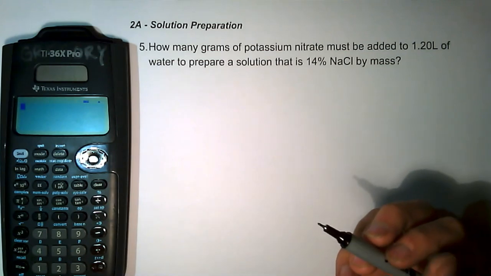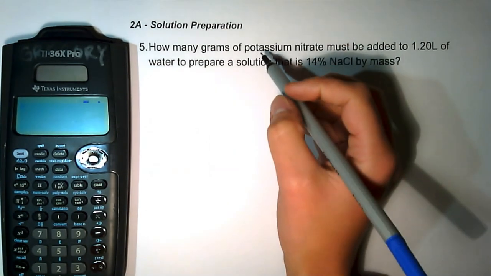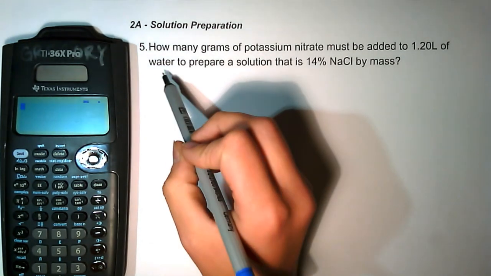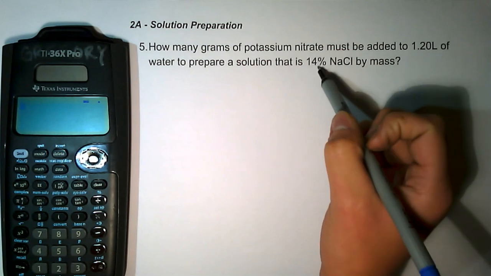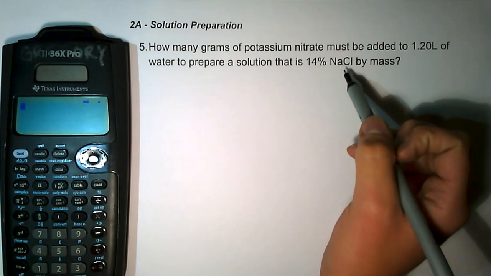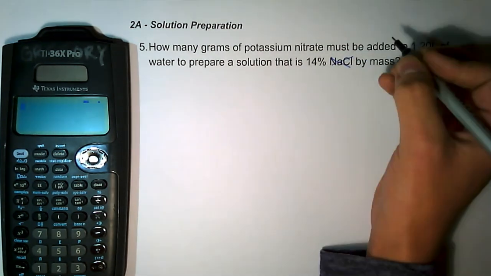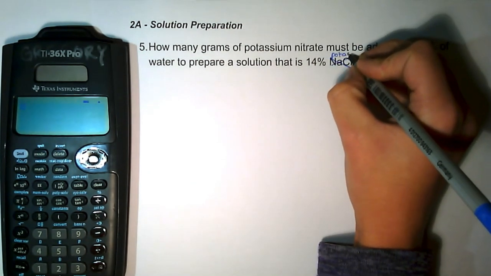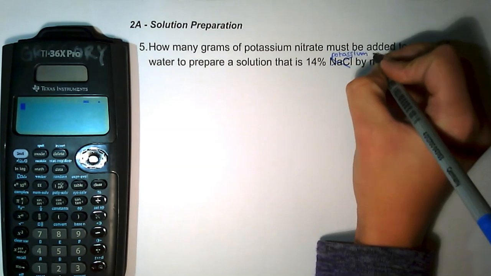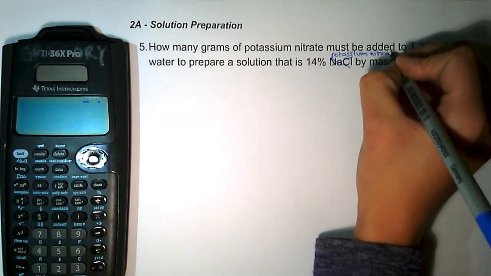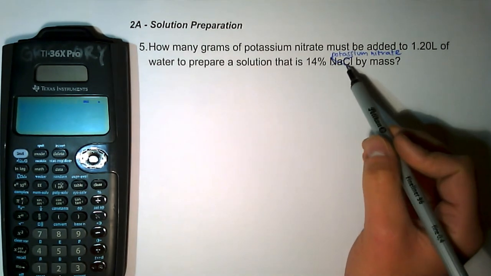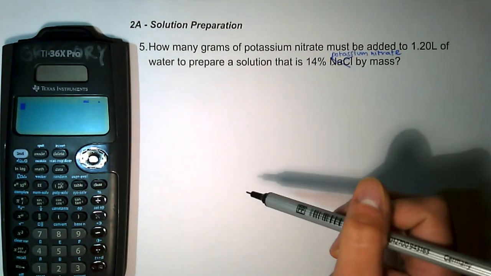Our last problem says how many grams of potassium nitrate must be added to 1.2 liters of water to prepare a solution that is 14% NaCl. Whoops, I don't think that's supposed to say NaCl. I believe that's supposed to say potassium nitrate. To prepare a solution that's 14% potassium nitrate by mass.